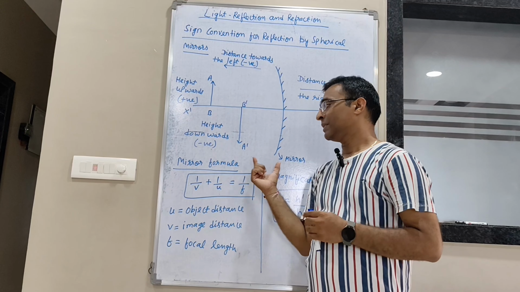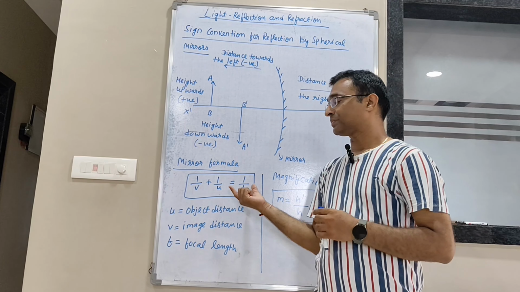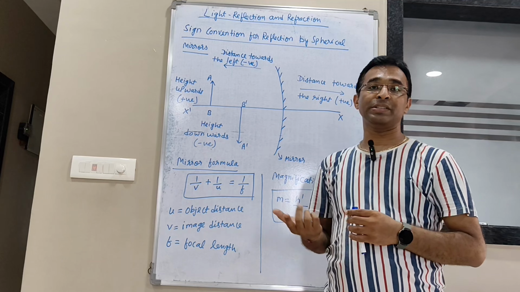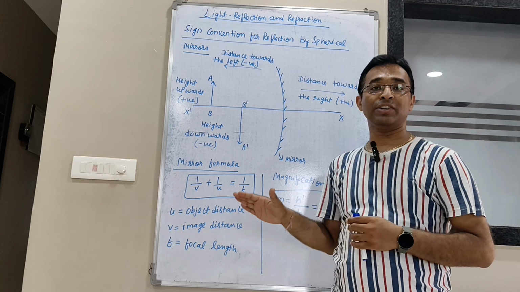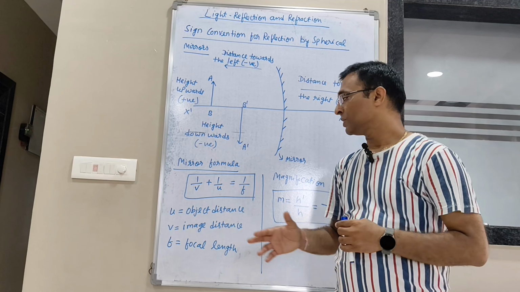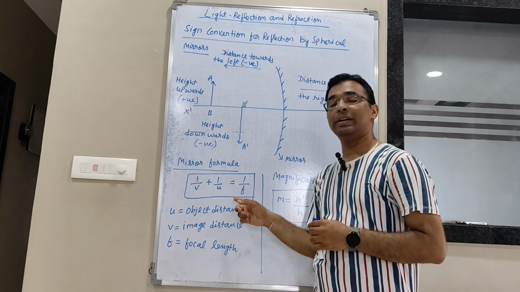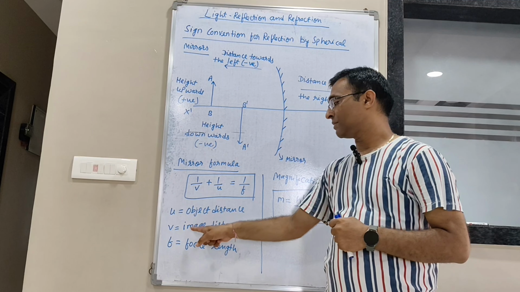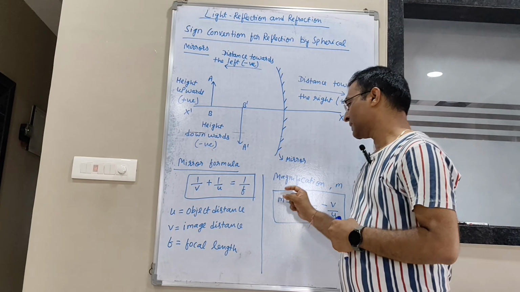Next is the mirror formula. It is a very important formula for the calculation of the image distance, object distance, and focal length. In the spherical mirror, in the reflection part, it is the main formula. The formula states that 1 upon v plus 1 upon u equals 1 upon f, where u is the object distance, v is the image distance, and f is the focal length.